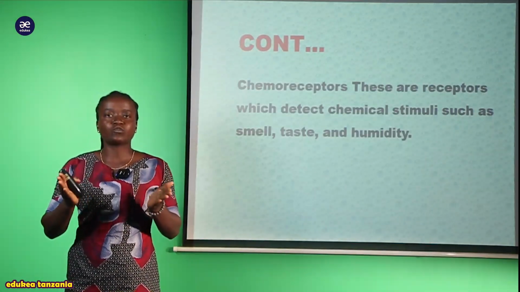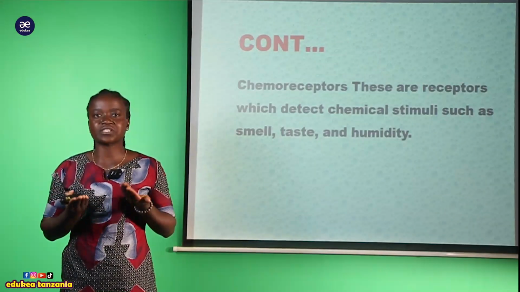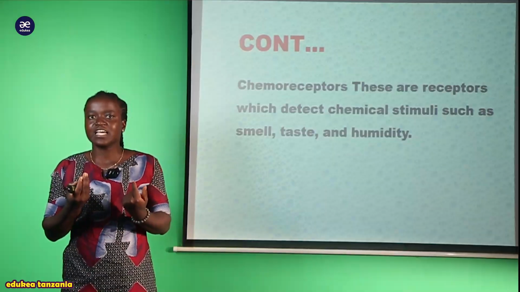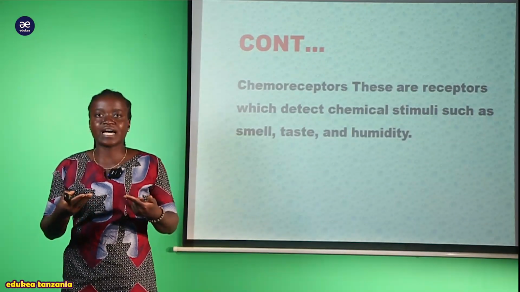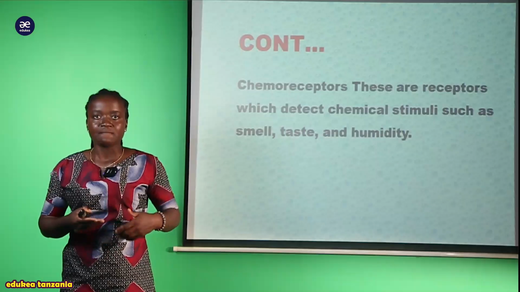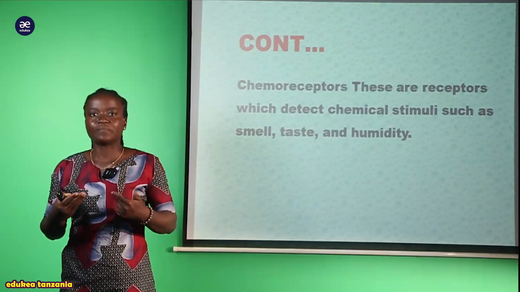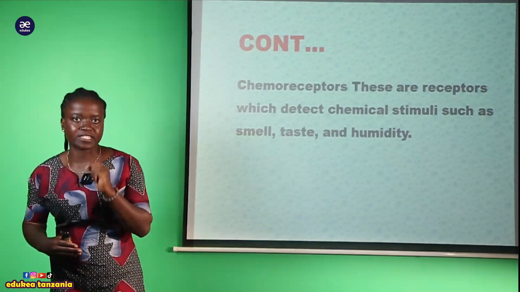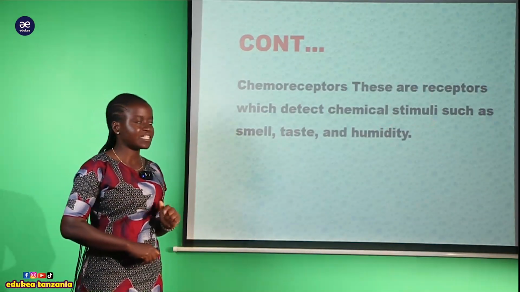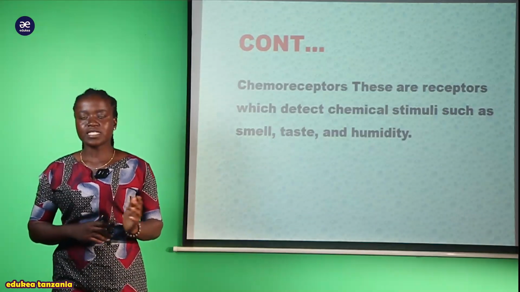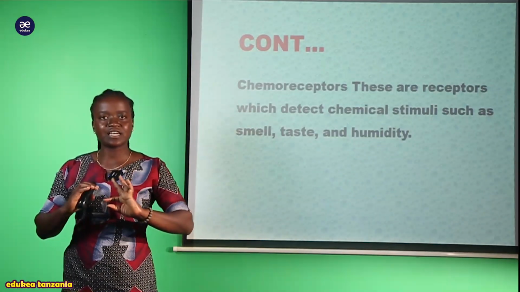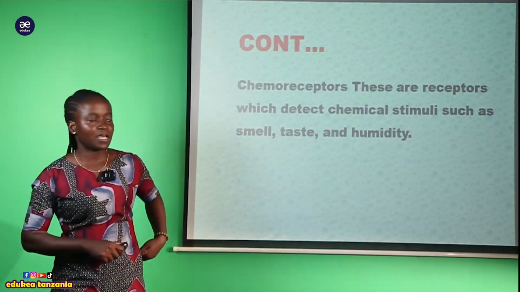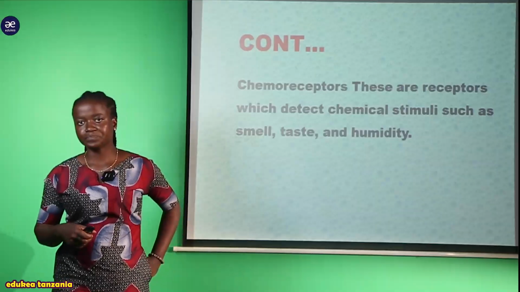The bad smell or the good smell that you perceive is due to the presence of these chemoreceptors, which detect the presence of smell, and thereafter provide the appropriate response. You can now know whether this is a good smell or a bad smell. And not only that, we also have another chemical stimulus, that is taste. You can tell that this food has a good taste or a bad taste due to the presence of this chemoreceptor. And also we have humidity.